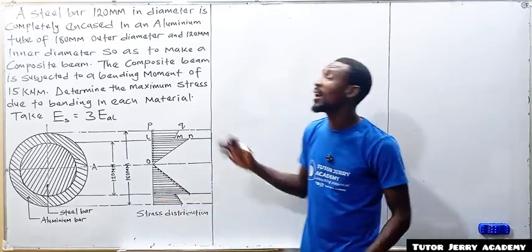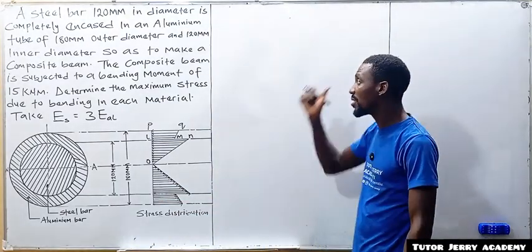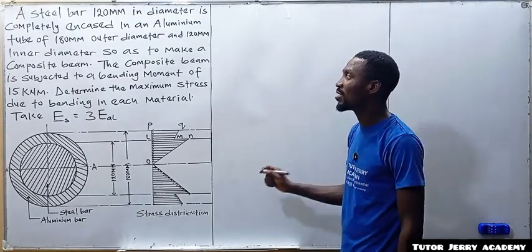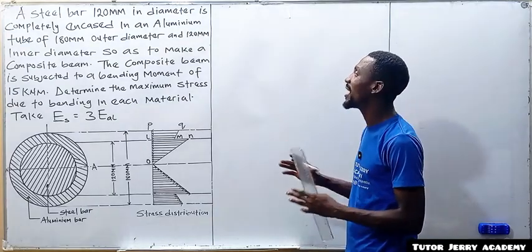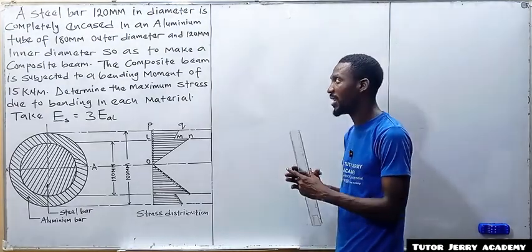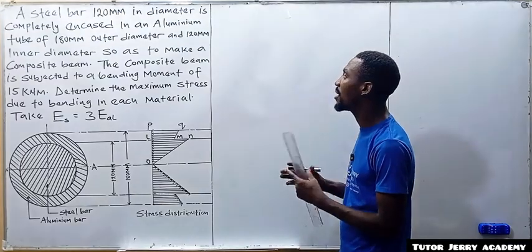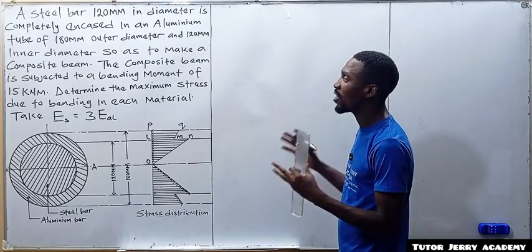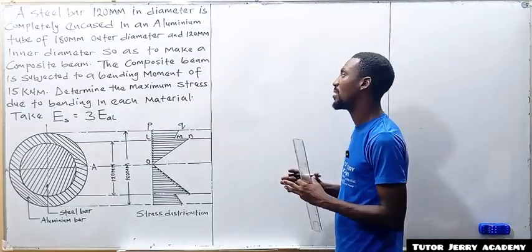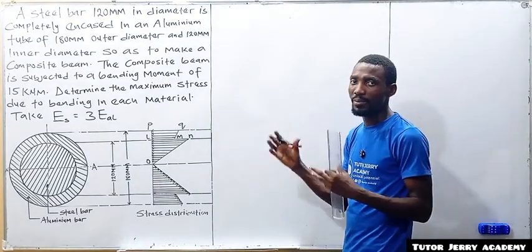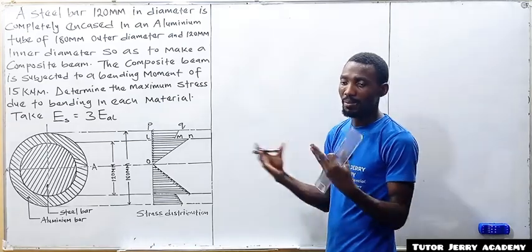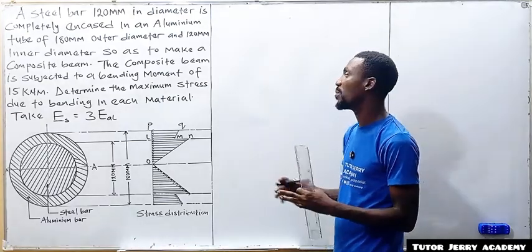Right. We are going to be solving the question above. The question said a steel bar 120 mm in diameter is completely encased in an aluminium tube of 180 mm outer diameter and 120 mm inner diameter, so as to make a composite beam. By the time we have a combination of two different materials, we know such a material is going to form what? A composite beam.